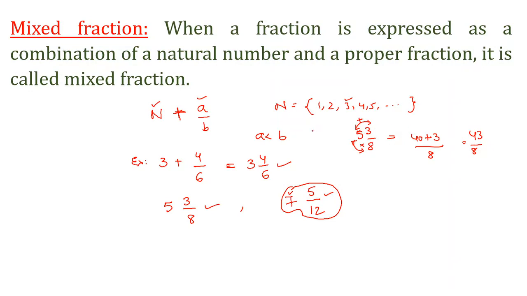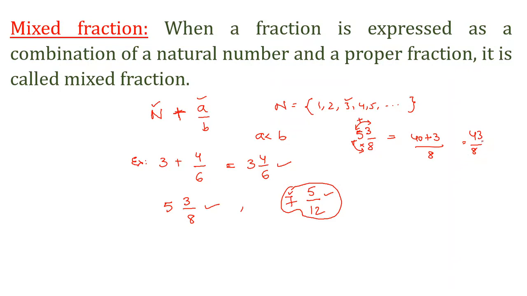Once again, listen: multiply the denominator and the natural number. 8 times 5 is 40, plus 3, 43 by 8.